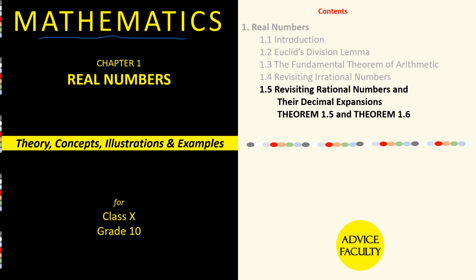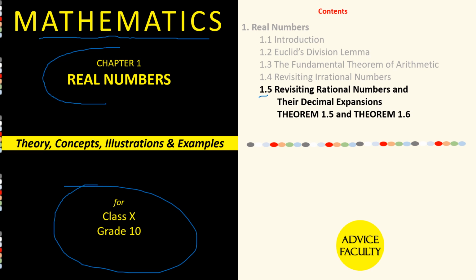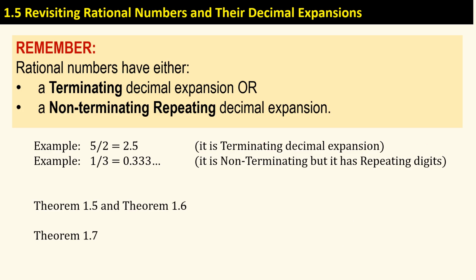Hi, welcome to this session on mathematics, chapter 1, real numbers, for grade 10, section 1.5, revisiting rational numbers and their decimal expansions, theorems 1.5 and 1.6. But before we proceed, remember that a rational number can have either a terminating decimal expansion or a non-terminating but repeating decimal expansion. An example of a terminating decimal expansion would be 5 divided by 2, which is equal to 2.5, and an example of non-terminating and repeating would be 1 by 3, which is equal to 0.333, and so on.